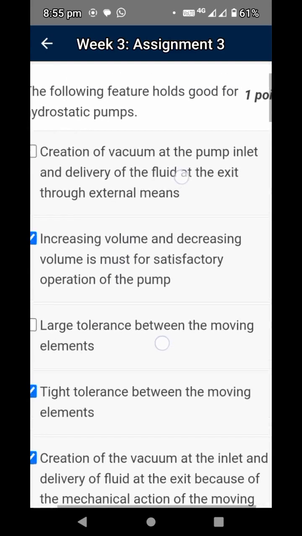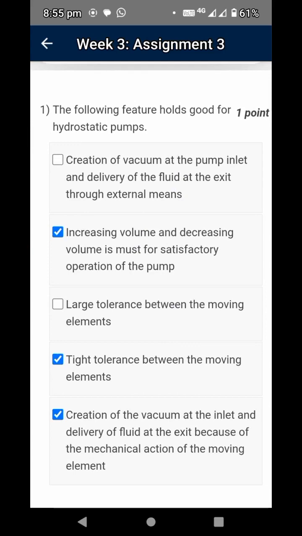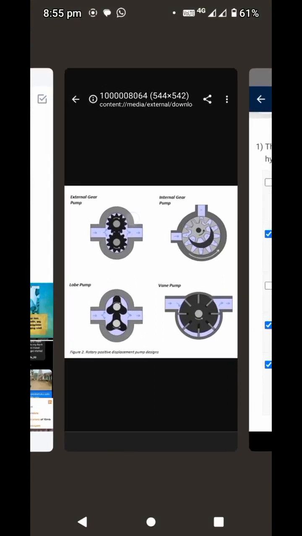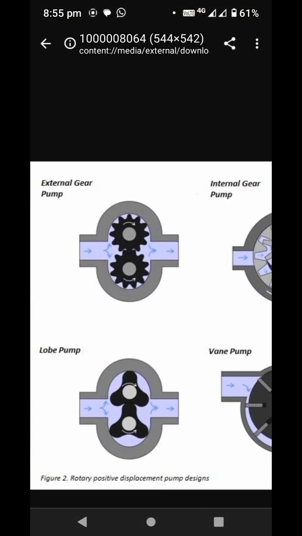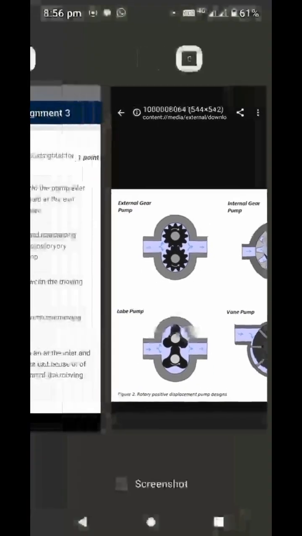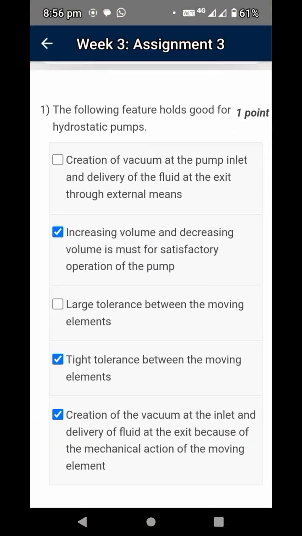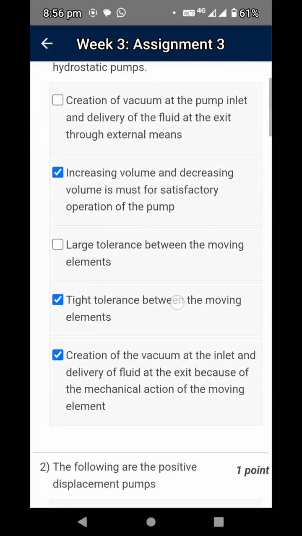Now check out option number 2: increasing volume and decreasing volume is a must for satisfactory operation of the pump. Let me go to the picture again. In this particular place, at the inlet side, the gears are unmeshed, so the volume is increased, and then again the gears are meshed, so the volume decreases. So the oil goes inside and then comes out. Clear. So increasing volume and decreasing volume is possible in the case of hydrostatic pumps. So option 2 is correct.